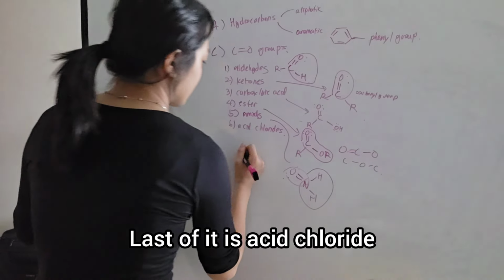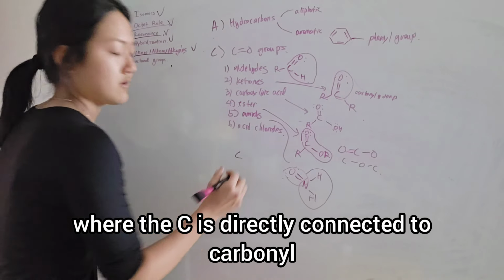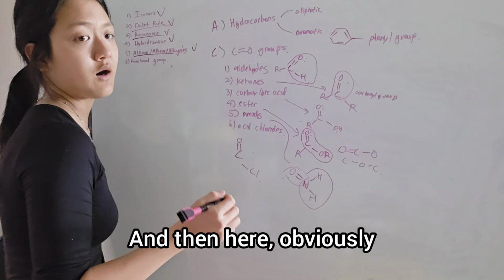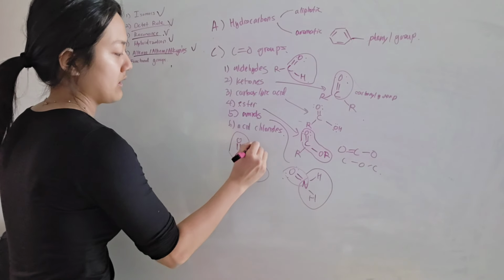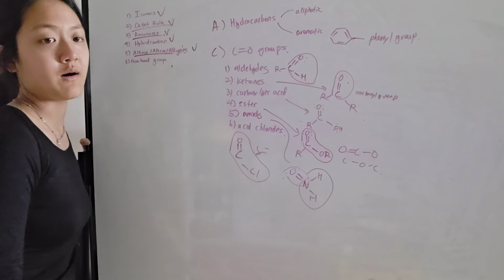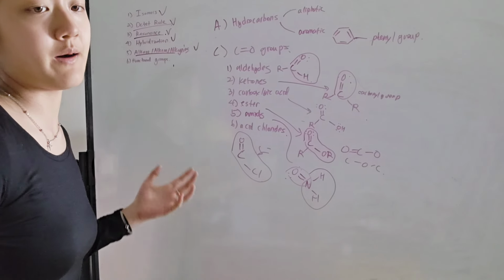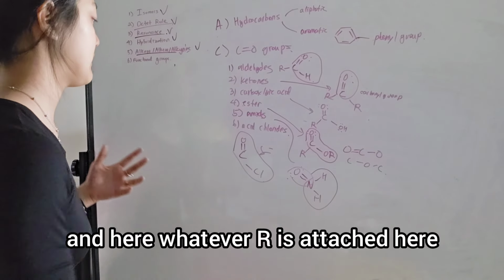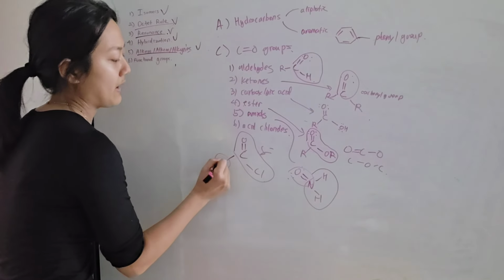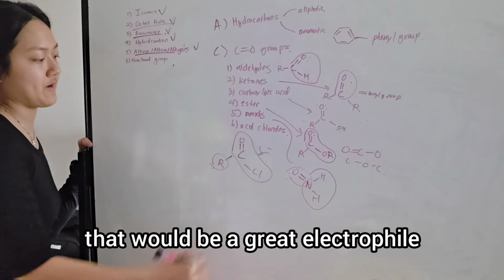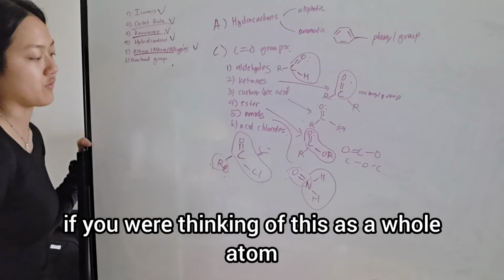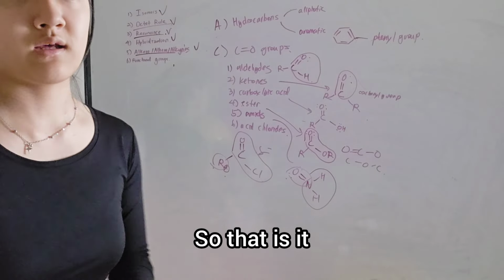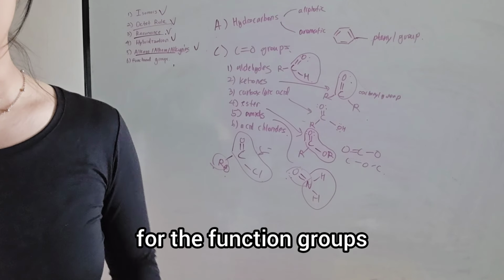Last of it is acid chloride, where the C is directly connected to the carbonyl and then a chlorine. And then here, obviously, you'll think of this as a very electronegative and partially electron density heavy group. And here, whatever R is attached here, that would be a great electrophile because it would be very electron deficient if you were thinking of this as a whole atom. So that is it for the functional groups.